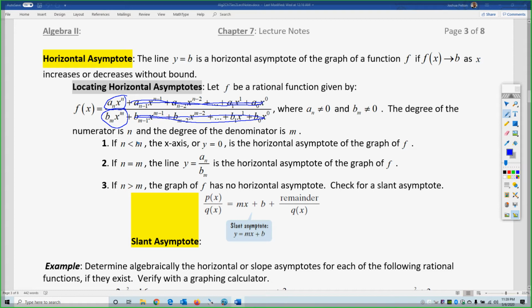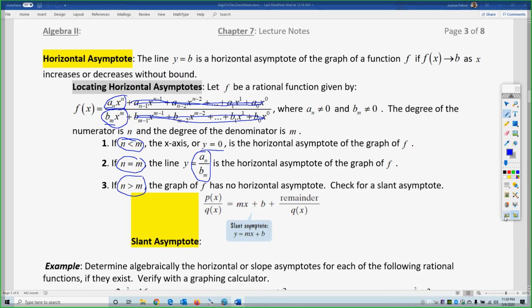So if the n is less, you're going to have a y equals 0 horizontal asymptote. If they are equal, you'll have a y equals a over b horizontal asymptote, where a and b are the leading coefficients. And lastly, if the bottom is less than the top, then it's going to go to infinity. Thus, you will have a slant asymptote, which means you'll have to do a polynomial long division.